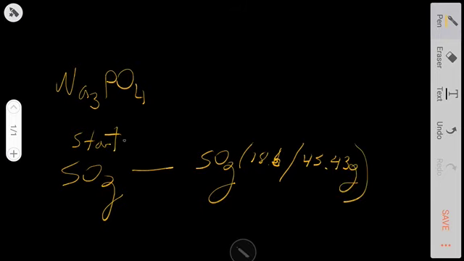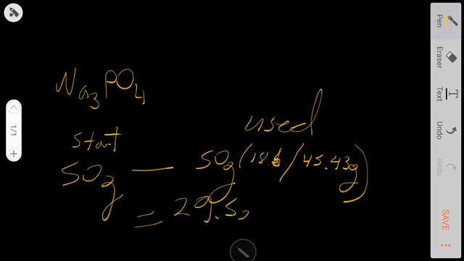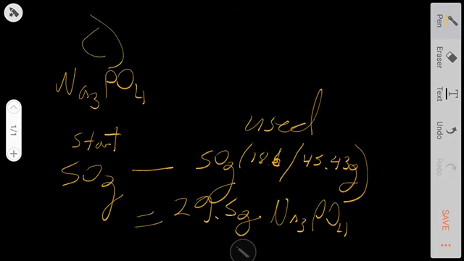Cool. So what this is going to tell me is how much I used, and it will then give you an excess. So 50 minus this, your answer should be 29.5 grams of Na3PO4. And this is for C.